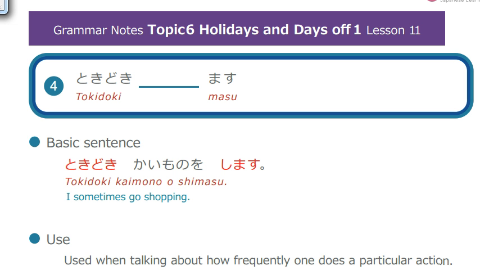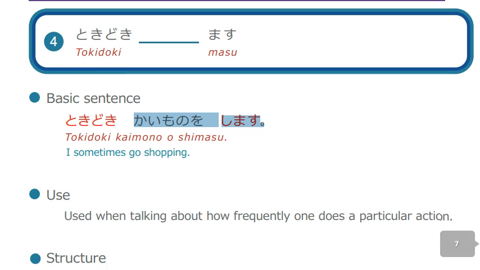Today's focus is on frequency words. You will learn how to talk about how frequently you do a particular action. The frequency word, in this case tokidoki, which means sometimes, goes at the start of the sentence. And then the action. Remember, all the actions end in masu. For example, if you sometimes go shopping or do shopping, we have this expression here.